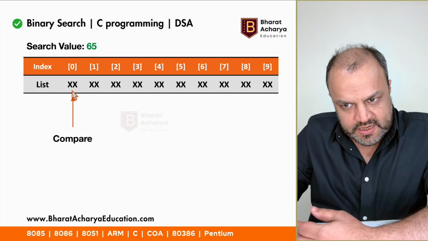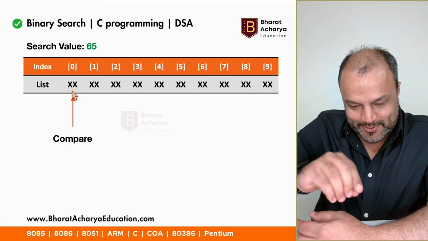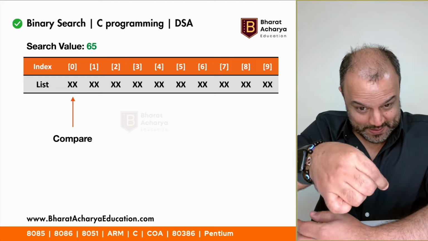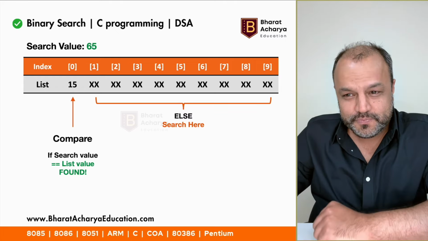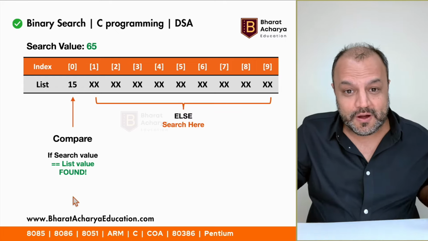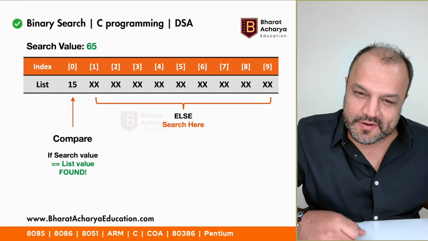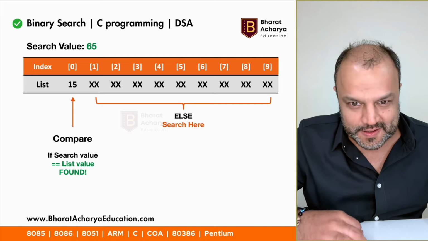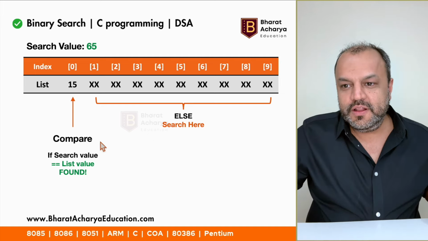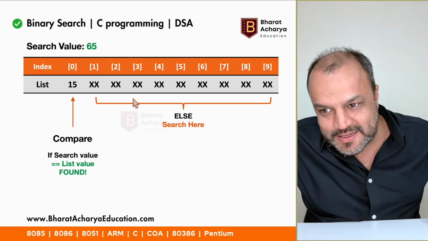Is 65 the same as this? Let's open this. Okay, these are 10 cards kept inverted. Let's open. Is this 65? No. If it was 65, it is found. We are lucky. It's a lucky day. In one search, we got it. Does that mean every time we'll get it in one search? No. Like here, we did. No problem. We will now look at the remaining part.